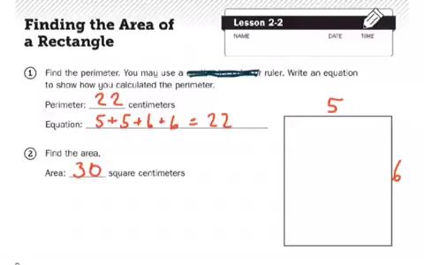Okay, then find the area, and we can see that if I filled in all of the rows and all of the columns, that I would have 30 square centimeters. Let's talk about how we got that, what strategies we could have used for perimeter and area.